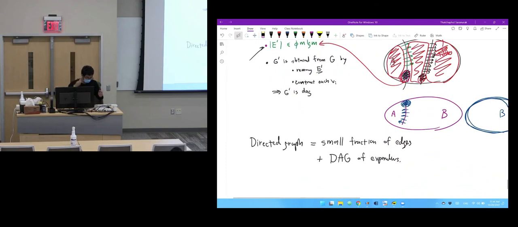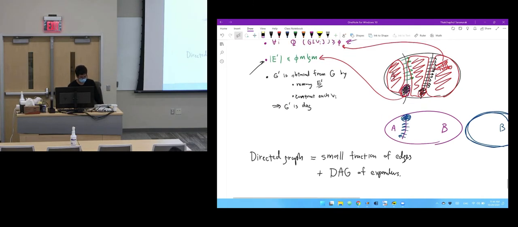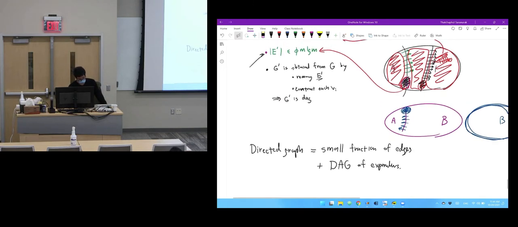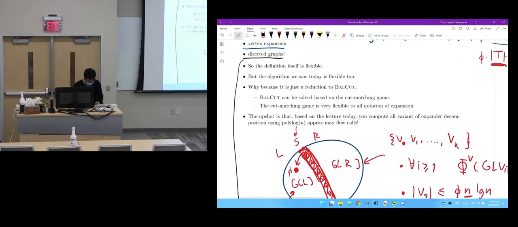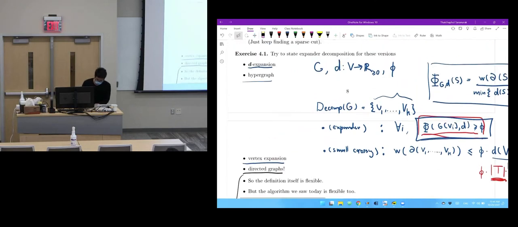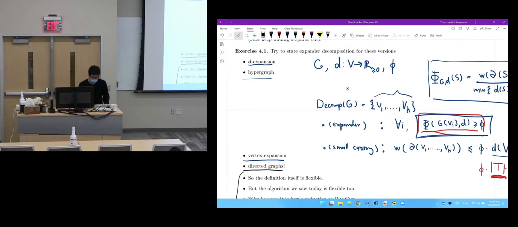So this notion can be useful actually. I sometimes use it for some dynamic algorithm, but that's for later. Okay, anyway, so we have seen that this notion of decomposition is very flexible, just adjustable for all notions of expansion.